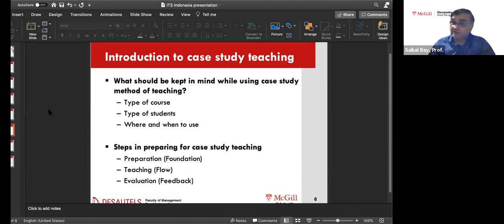What do you really want to teach? So you have to select, maybe you have to read 4 or 5 different cases and then find out, okay, this is the case that comes. It might not be exactly what you want, but it is very close to what you want. So that is the case. So you have to select the cases. So this is the preparation. This is not the teaching part. This is the selection of the cases and so on.